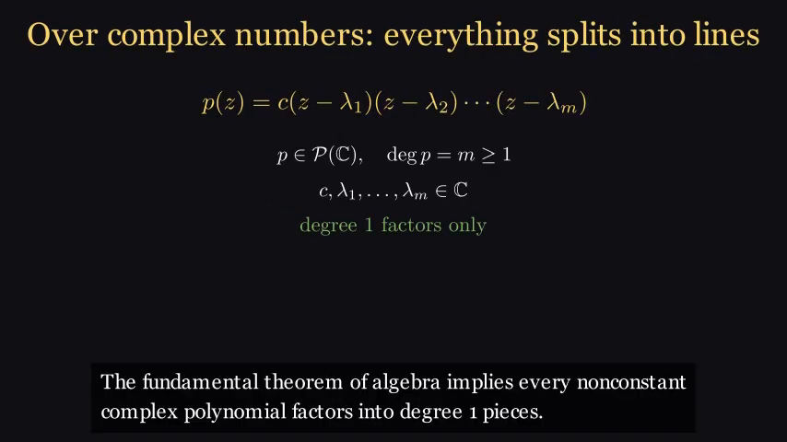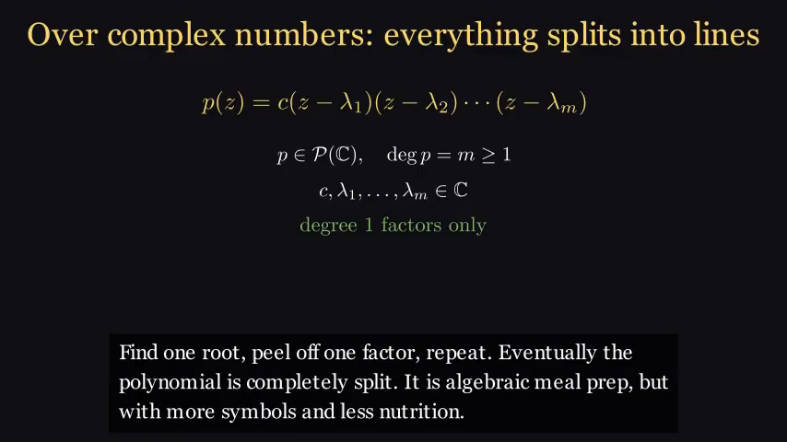The fundamental theorem of algebra implies every non-constant complex polynomial factors into degree 1 pieces. Find one root. Peel off one factor. Repeat. Eventually the polynomial is completely split. It is algebraic meal prep, but with more symbols and less nutrition.